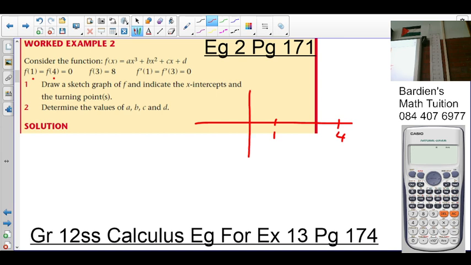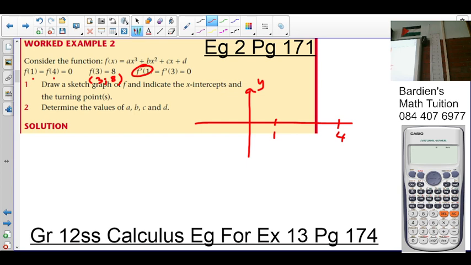Okay, so there's your y-axis. f of 3 is equal to 8. So that means the graph is going through 3 and 8. What does f prime of x mean, people? f prime of x is your first derivative. When do we set the first derivative equal to 0? We're working out our turning points. So what does that mean?